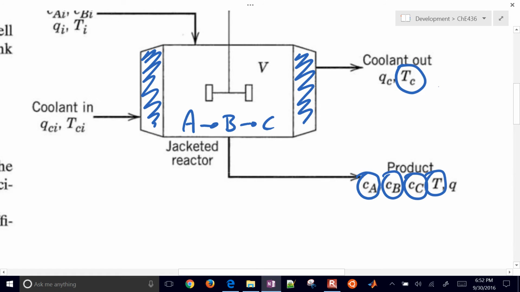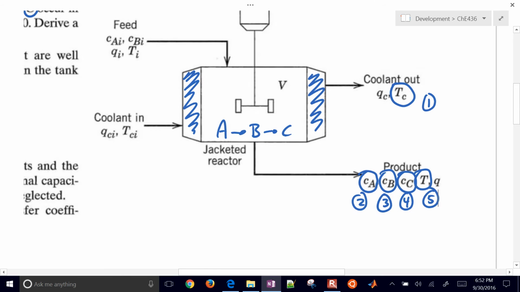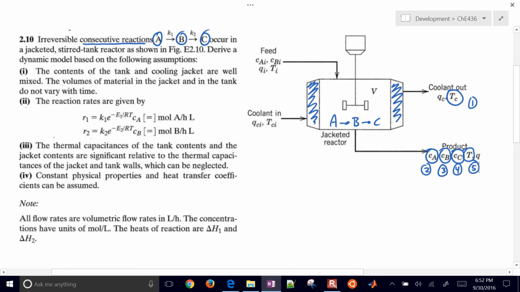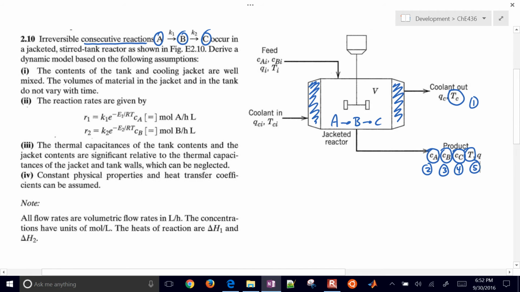So let's go ahead and start with just the coolant out. We'll move to the concentrations. Those will all be very similar. And then our most difficult one is going to be this number 5, which is the temperature out. So when these reactions occur, they are exothermic, and so they're going to give off some heat. They have heats of reaction, delta H1 and delta H2.